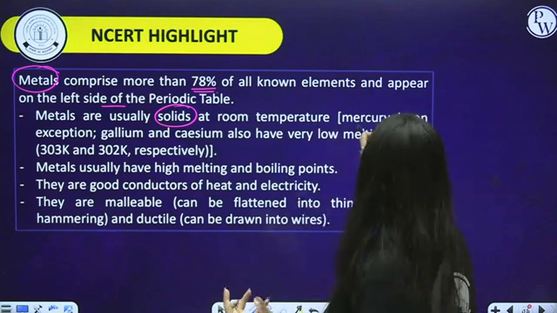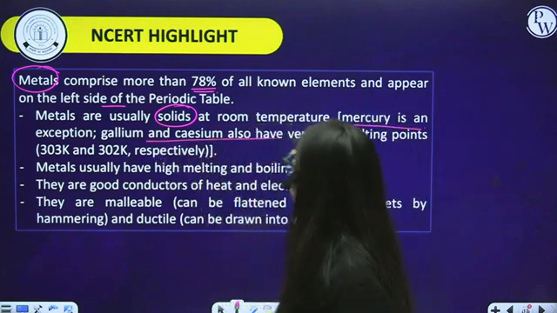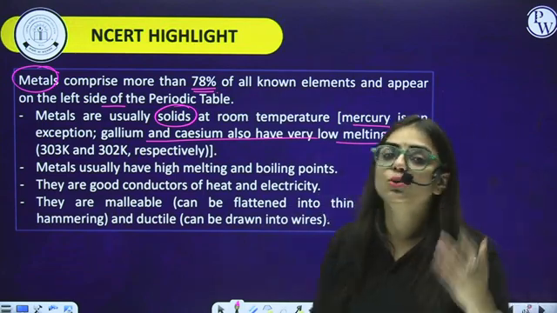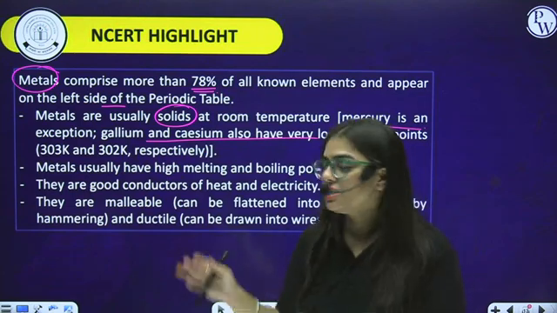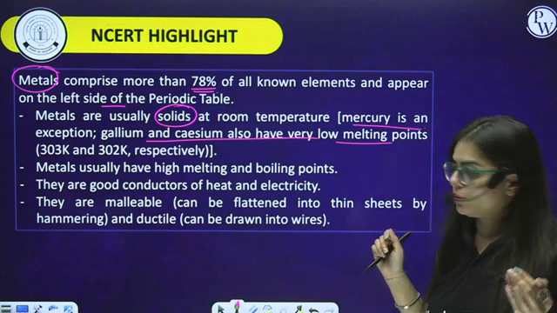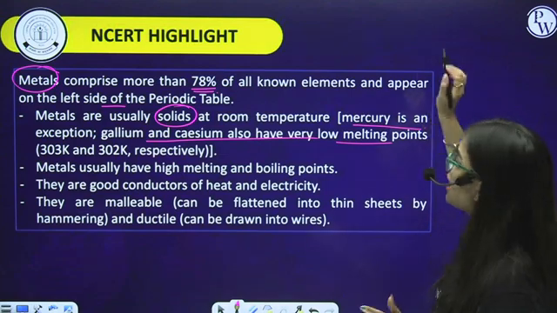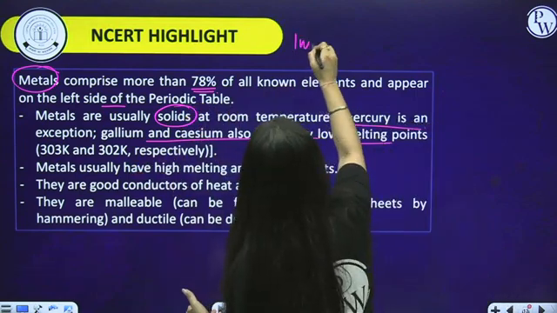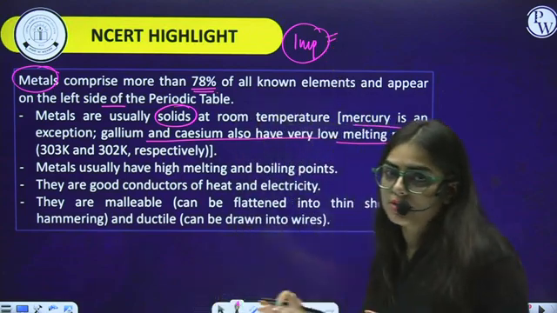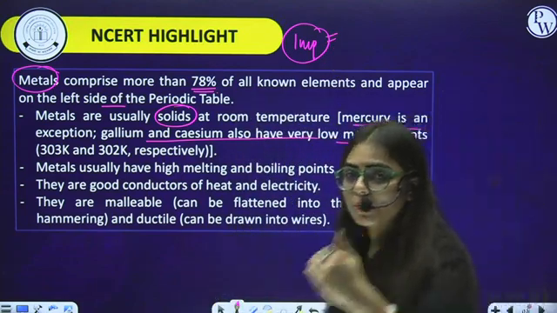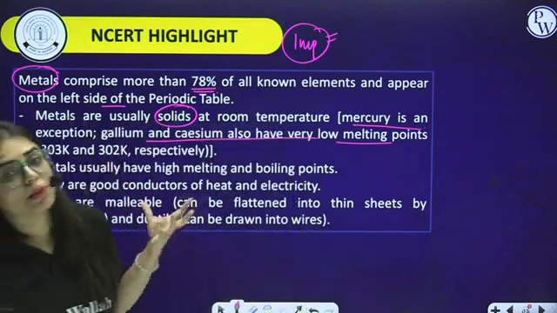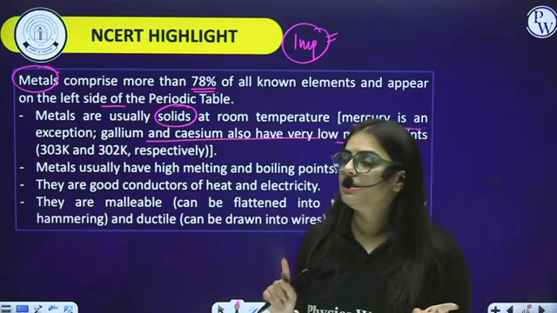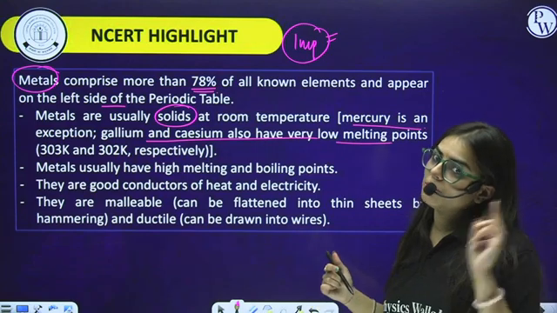But there is an exception: mercury. And gallium and cesium also have very low melting points. I already told you when I was writing S block elements that they have high melting and boiling points, but there are exceptions such as gallium and cesium, which have very low melting points. NCERT highlights with regard to metals, non-metals and metalloids are really very important, so please kindly mark these key points in your NCERT. Metals comprise 78% and are present on the left-hand side. Their melting and boiling points are high, but the exception is gallium and cesium. Moreover, they are solid at room temperature, but mercury is an exception.